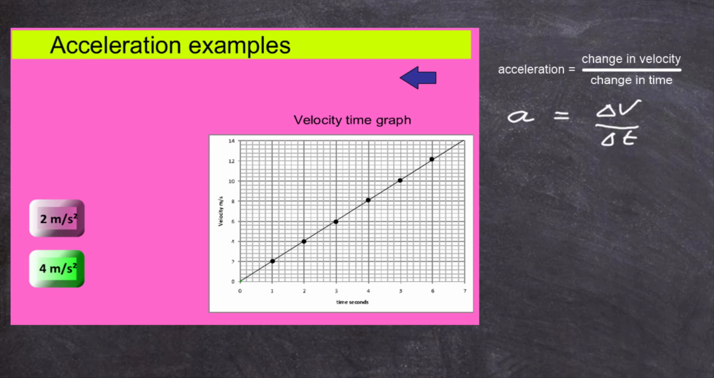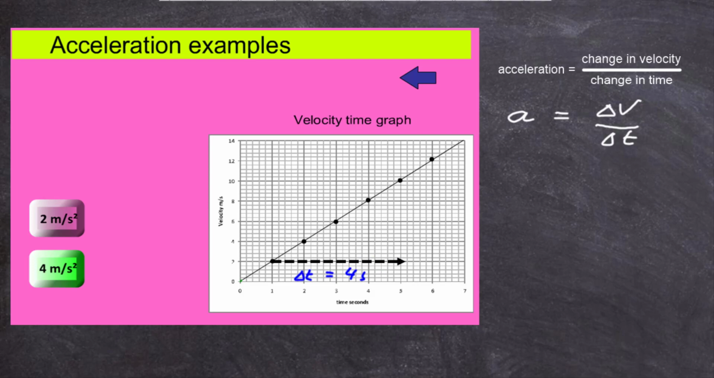Now we do it as follows. We can pick a spot on the graph or a dot on the graph anywhere. We'll choose this one, and we can go across 1 second, 2 seconds, 3 seconds. We'll go along 4 seconds. That takes us from 1 to 5. So I know that in there the delta t, the change in the time, is going to be equal to 4 seconds. 1, 2, 3, 4. So it's going to be 4 seconds.